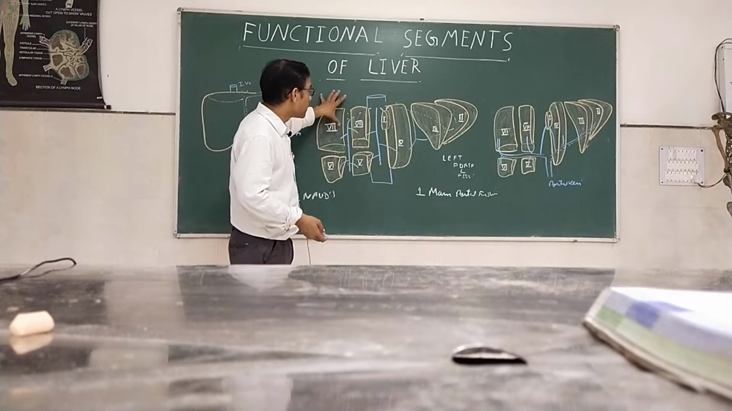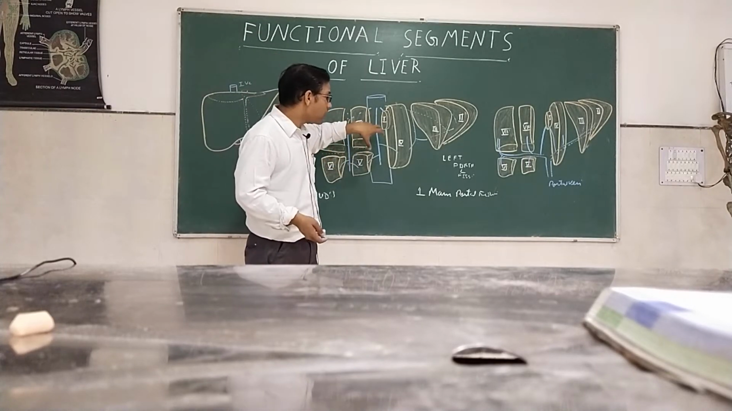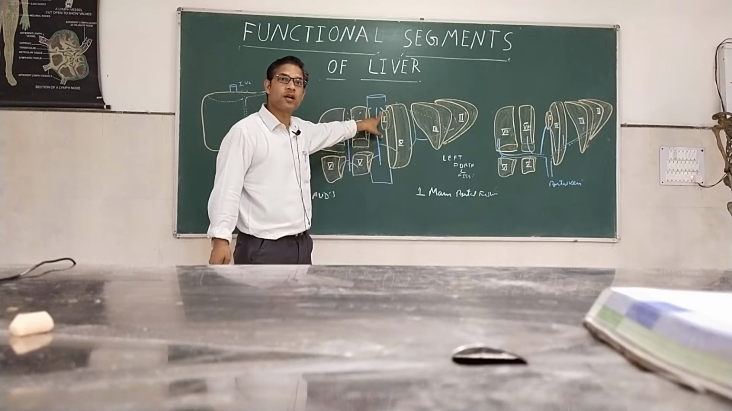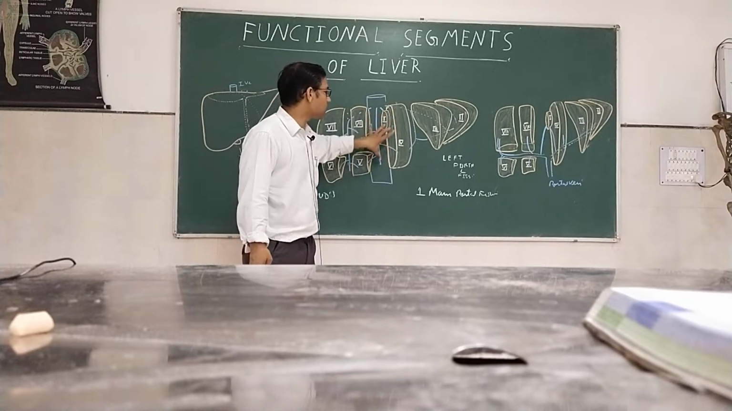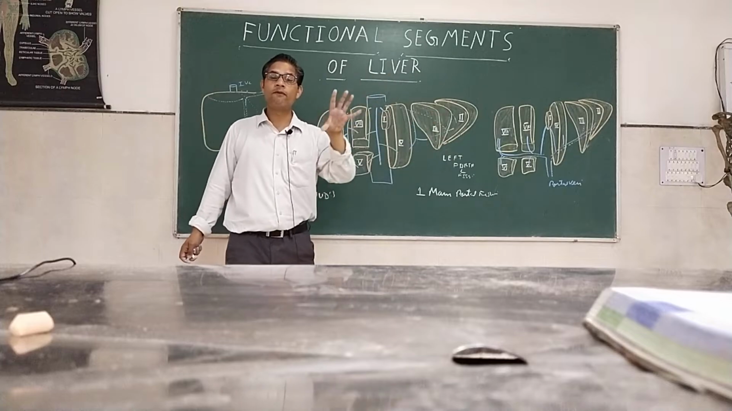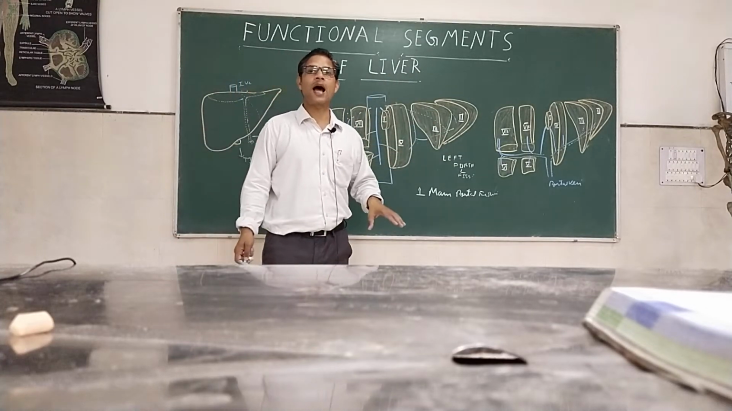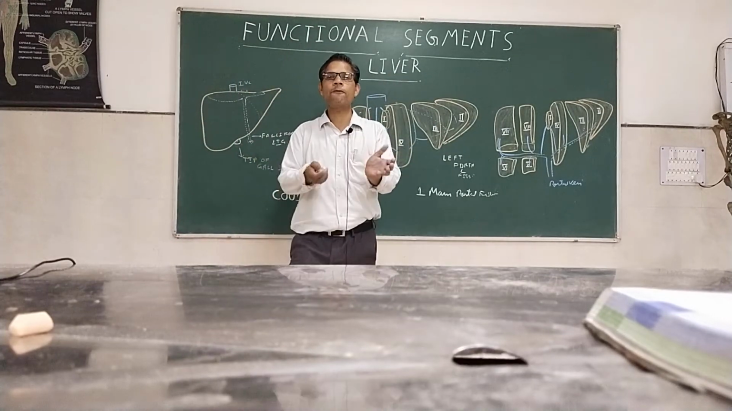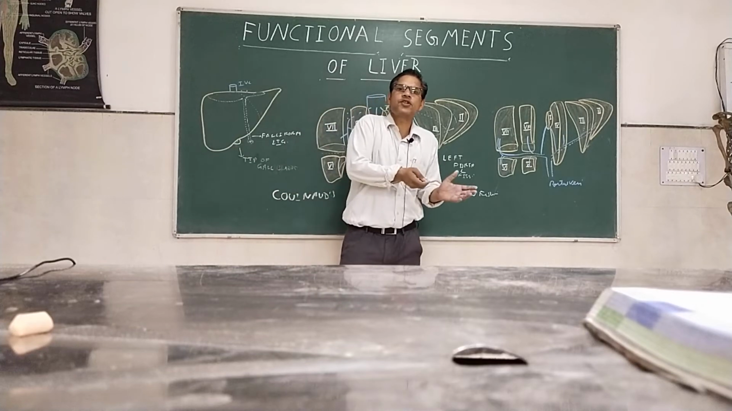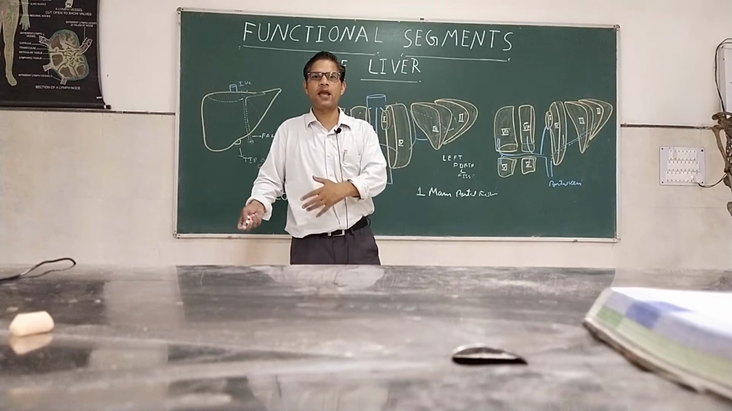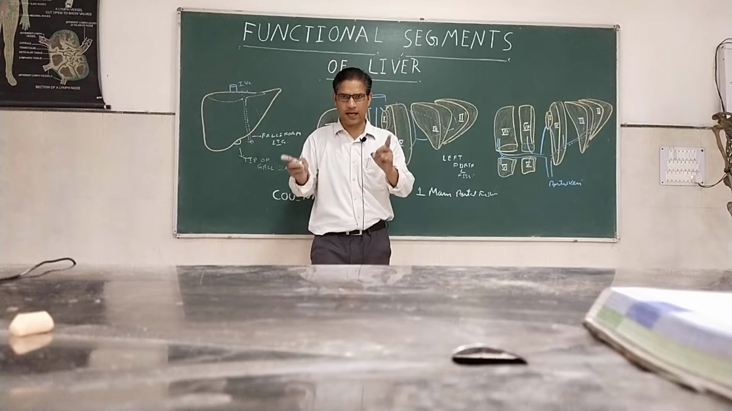Here are three different hepatic veins. Additionally, one individual vein drains the caudate lobe, and the nearby segments have dual venous drainage. That was the difference between the hepatic venous drainage and portal vein supply of all these 8 segments.